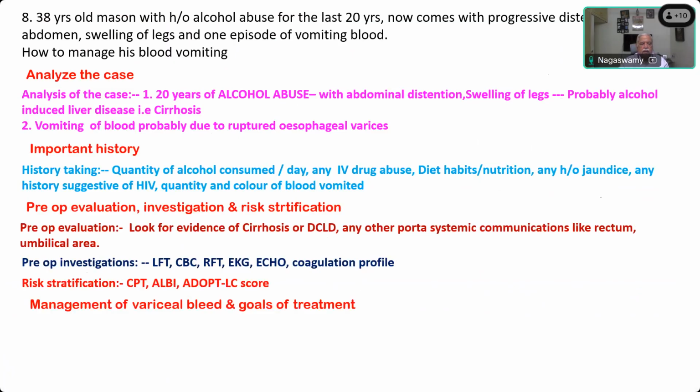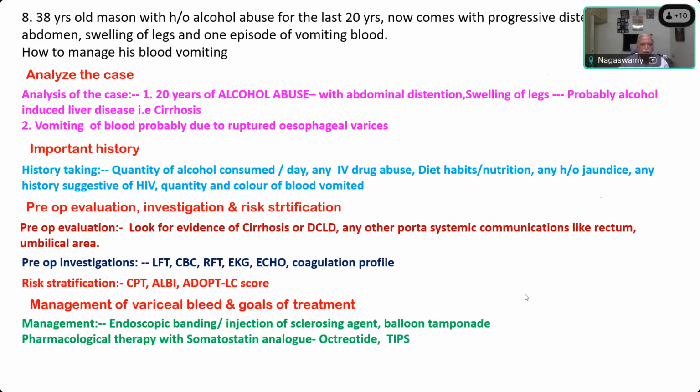And what is the management of variceal bleed and the goals of treatment? IV agents like octreotide. Pharmacological, endoscopic treatment like banding, and mechanical treatment or surgical treatment. Okay, that is how you classify that. So endoscopic banding, injection of sclerosing agent, balloon tamponade, or the interventional procedures. Pharmacological therapy with somatostatin analog like octreotide.